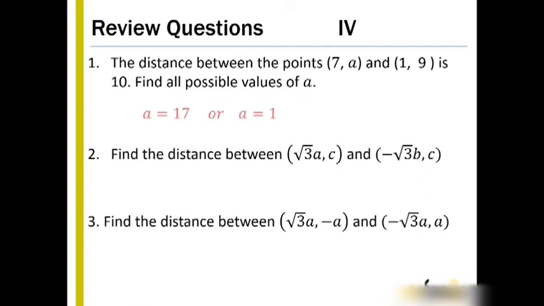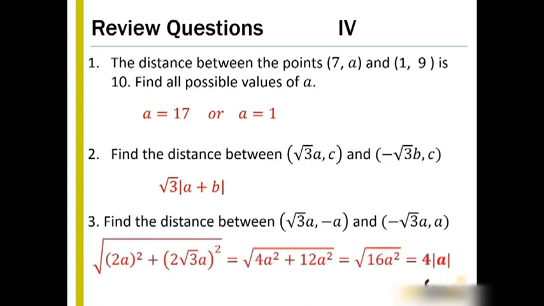Here are the answers. 1. a is 17 or a is 1. 2. The distance is root 3 times the absolute value of a plus b. 3. The distance is the square root of (2a) squared plus (2 root 3 a) squared, which is the square root of 4a squared plus 12a squared, which is the square root of 16a squared, which is 4 times the absolute value of a.